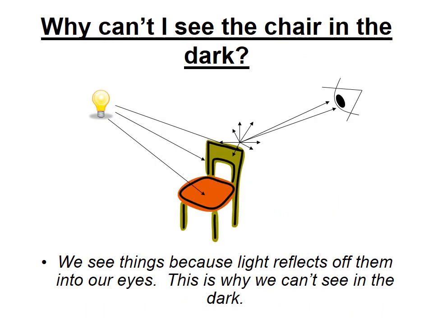Here we can see rays of light coming from a light bulb. They're hitting a chair, they're bouncing off into a person's eyes, and that person can see the chair. You cannot see objects in darkness. Some students might argue, well, sure, sir, sometimes my room is dark and I can still see things. Well, yes, it might be dark, there might be low light conditions, but there's still light there.